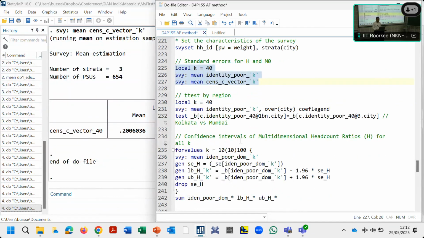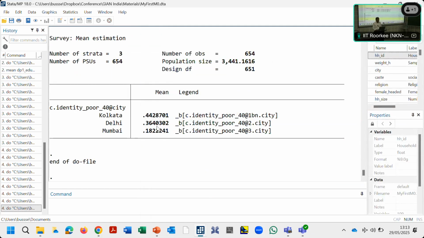Now, suppose you want to do a t-test between regions, or between caste groups, or between male-headed households and female-headed households. How do you do it? For k equal to 40, suppose I run this SVY. Look, I'm just writing SVY mean. I'm not controlling for weight anymore because weights are already defined into the SVY command. So I'm just using SVY, and then I'm just giving the command. If I do, this is what I get.